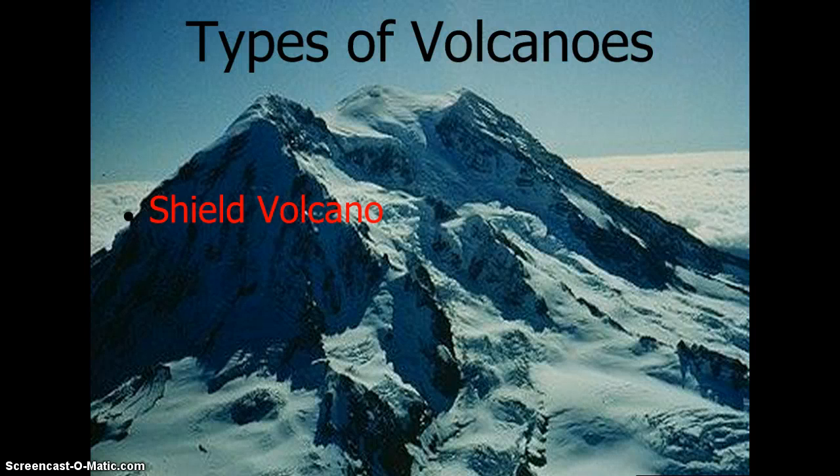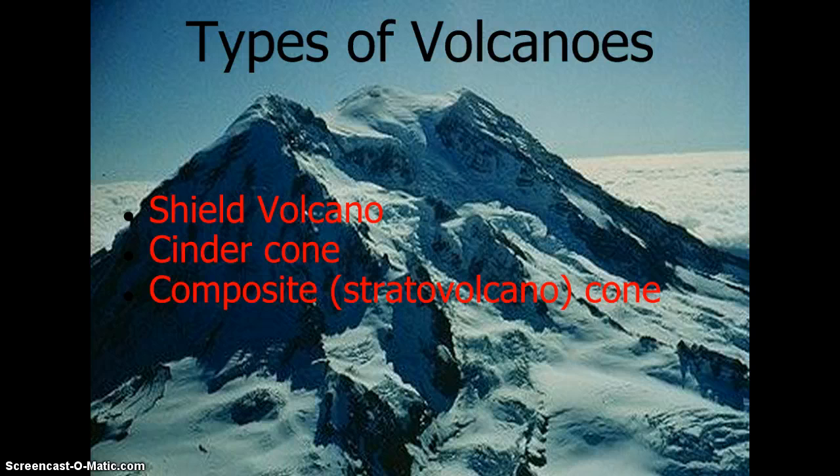And then finally, there's three main or four main types of volcanoes. There's shield volcanoes, which we'll talk about, and were named because they look like a warrior shield. There's cinder cone volcanoes and composite or stratocone volcanoes. And then there's also fissure eruptions.